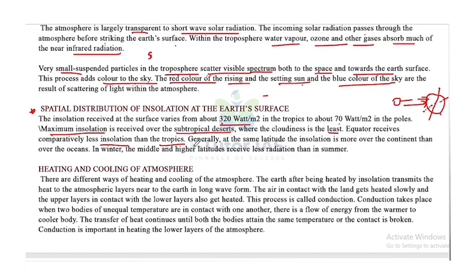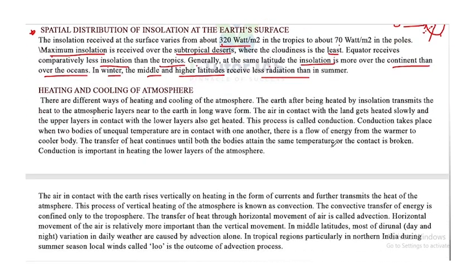Now, generally at the same latitude the insolation is more over the continent than over the oceans. In winter the middle and higher latitudes receive less radiation than in summer. So that is the spatial distribution of insolation.